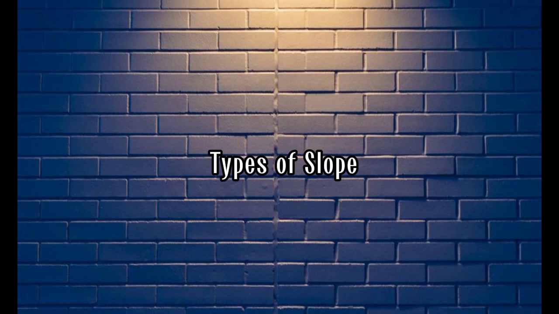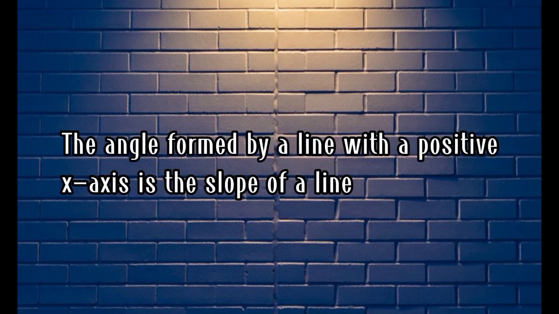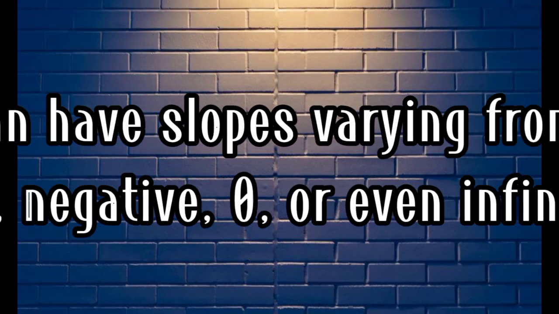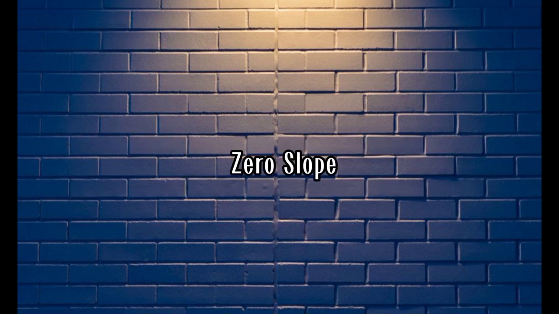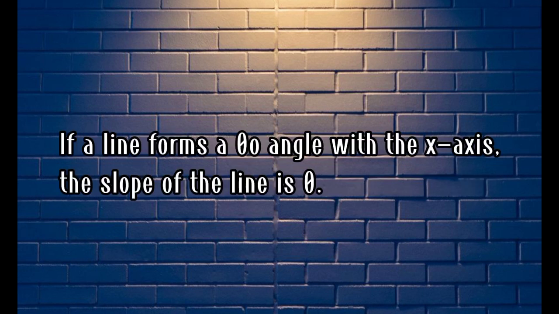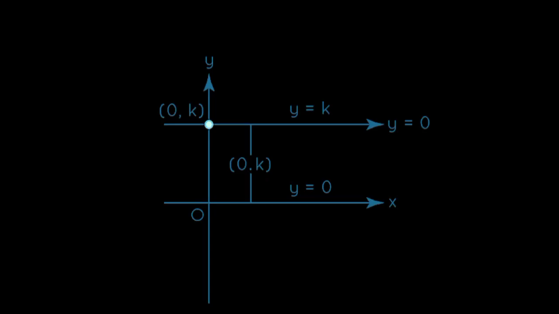Types of slope. The angle formed by a line with a positive x-axis is the slope of a line. Different lines form different angles with the x-axis. A line can have slopes varying from positive, negative, 0, or even infinite slope. Zero slope. If a line forms a 0 degree angle with the x-axis, the slope of the line is 0. The slope of a line is represented by m = tan theta. Here, theta = 0 degrees. Hence, m = tan 0 = 0. Therefore, a line with a 0 slope is parallel to the x-axis.